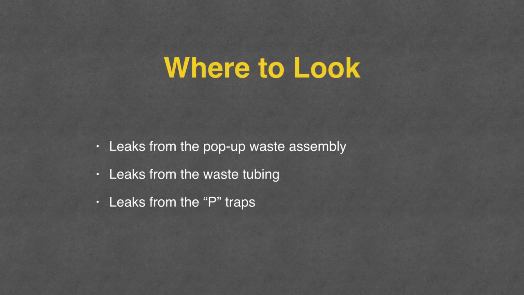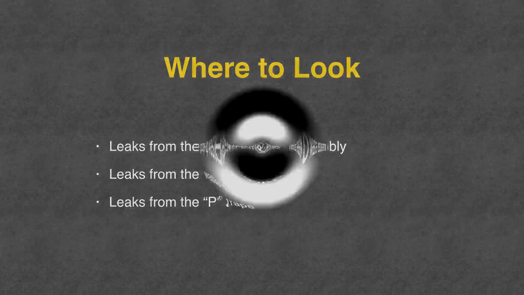I look for leaks from the waste tubing. The waste tubing is simply very thin gauge tubing, and over time it'll pit and it'll rot. And I finally look for leaks from the P-traps, where the P-traps are screwed onto the waste line coming out of the wall. Let's check it out in this video.